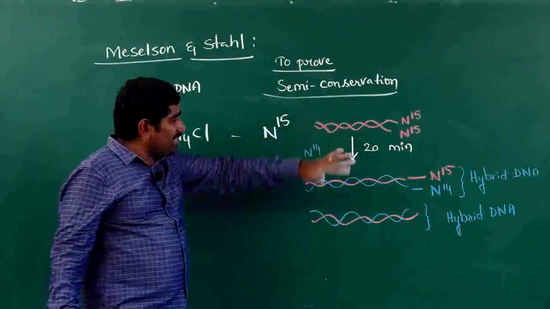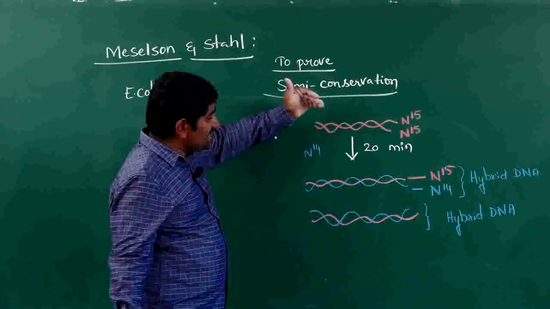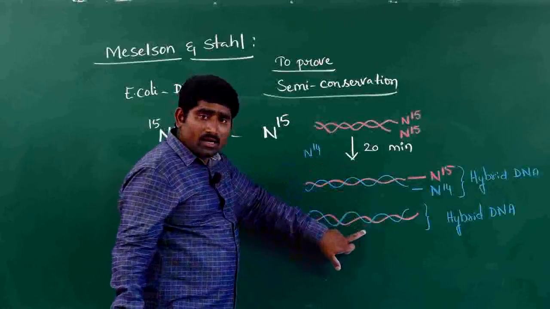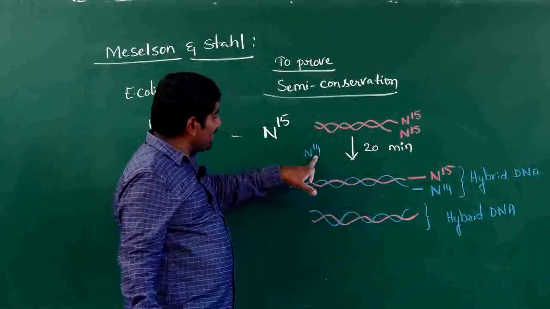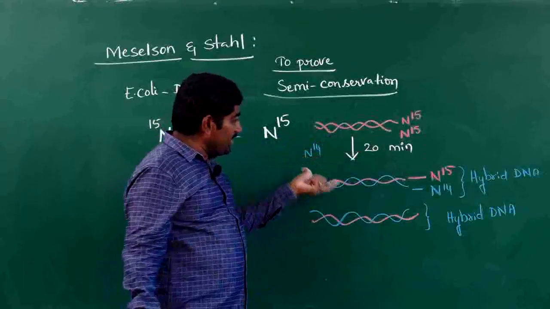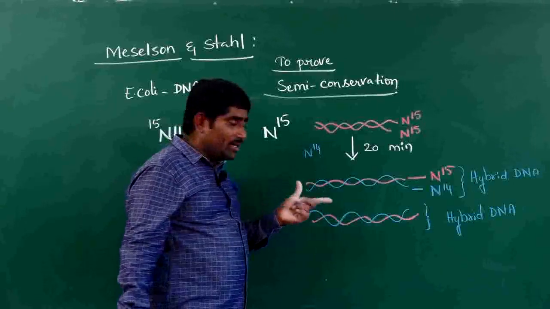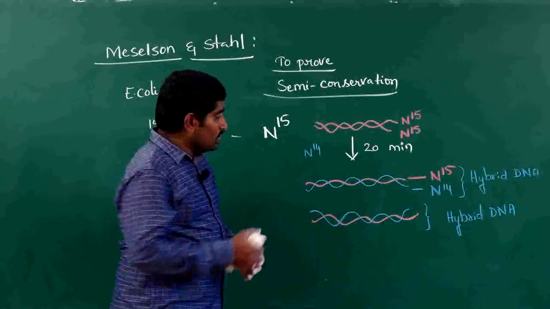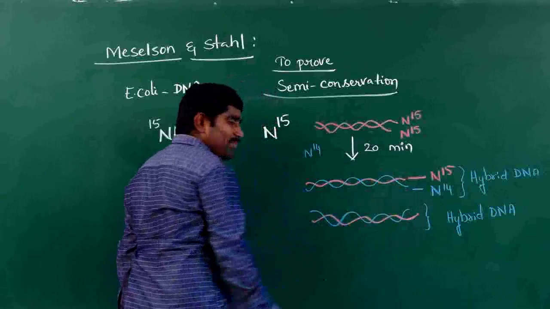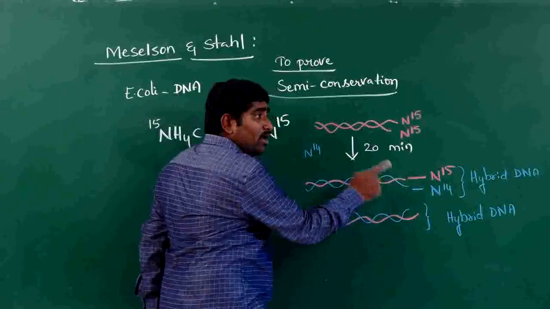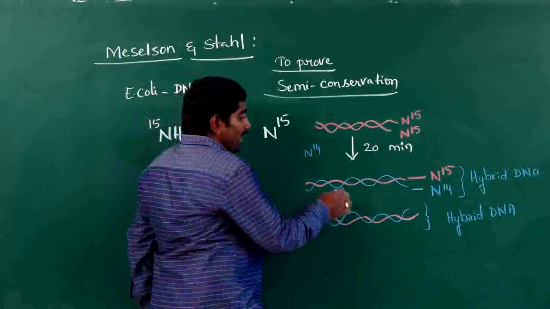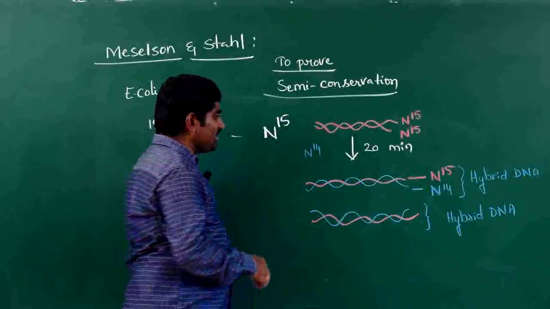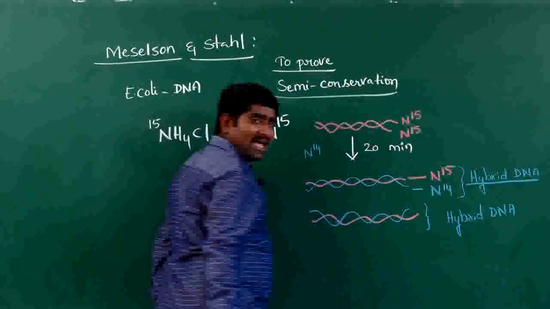Within the 20 minutes, DNA replication happens. Before this DNA replication, these two DNA strands will be separated from each other like this. Then the newly formed DNA molecules will get N14, not N15, because the medium is N14. The source of nitrogen is N14. So each N15 strand will form a new N14 strand. A DNA molecule which contains one heavy strand and one light strand is called what? Hybrid DNA.